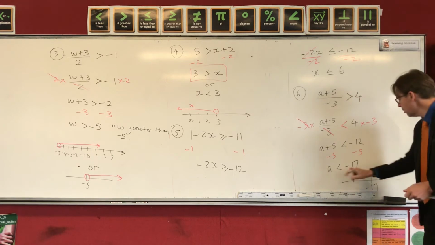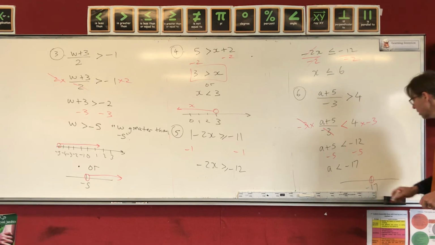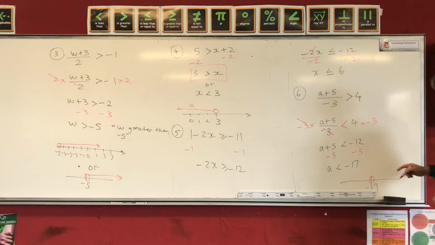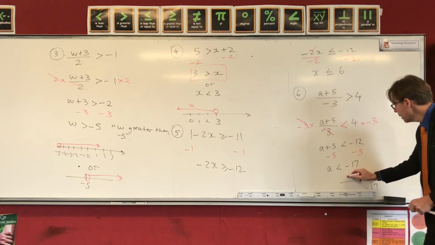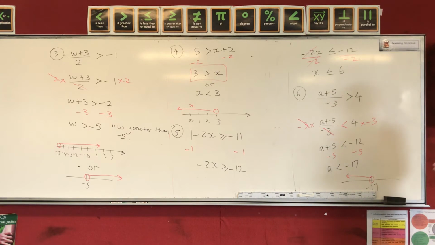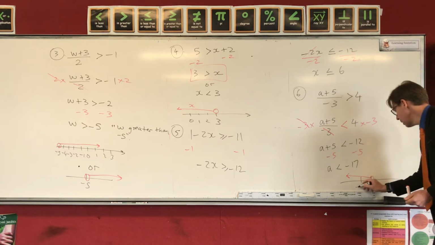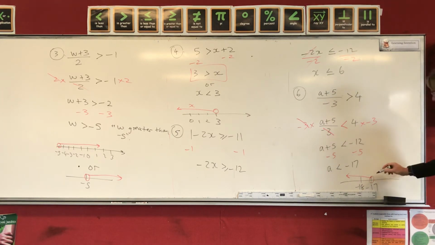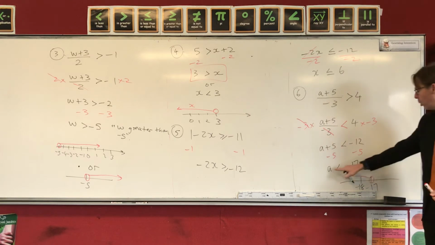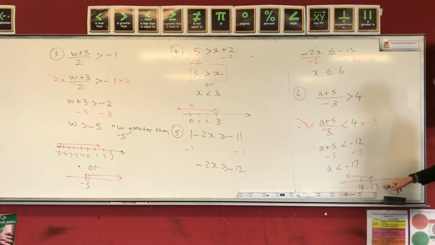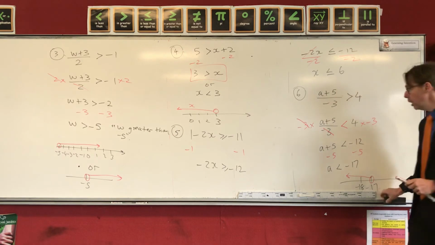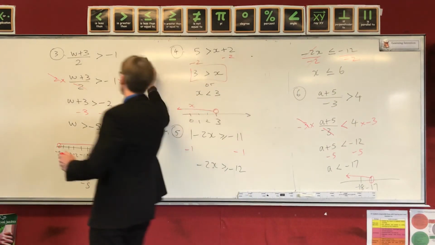Now it's a less than symbol, so that means negative 17 is not part of the solution. Now all the numbers less than negative 17 are this way. Okay, so for example, negative 18 is less than negative 17. So all the numbers less than negative 17 are everything to the left of negative 17 on the number line. All right, so we'll do one more just to finish off.